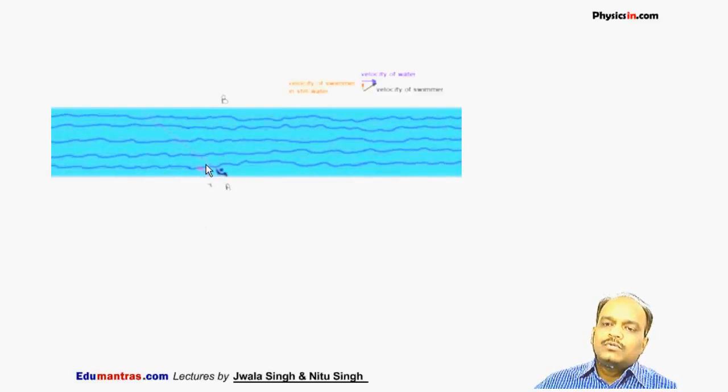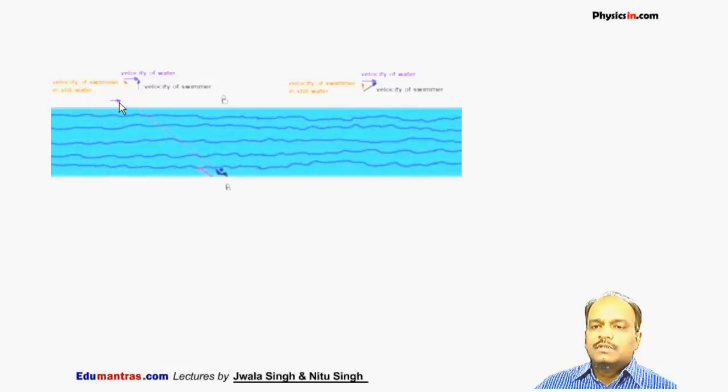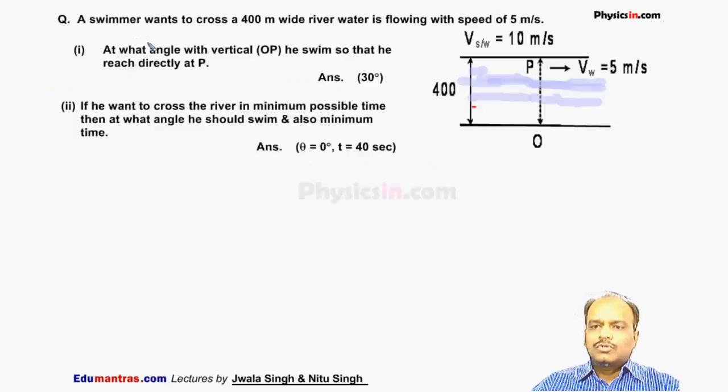See, if the swimmer wants to swim in this direction, if he starts swimming at an angle of theta, then see this swimmer, the water is flowing in this direction. So swimmer starts in this direction, but water will bring him along this, and he will reach from A to B. This arrow represents the direction of flow of water. Now here we will discuss some fundamental questions based on this swimmer and river problem. A swimmer wants to cross a 400-meter wide river with water flowing with a speed of 5 meters per second. At what angle with the vertical OP he must swim so that he directly reaches this point P.